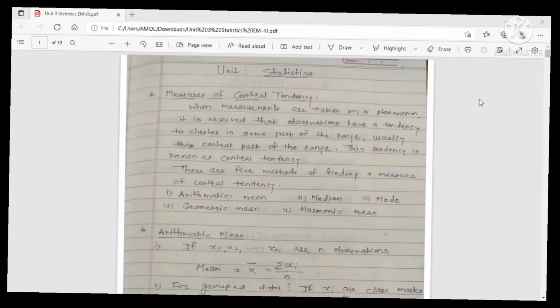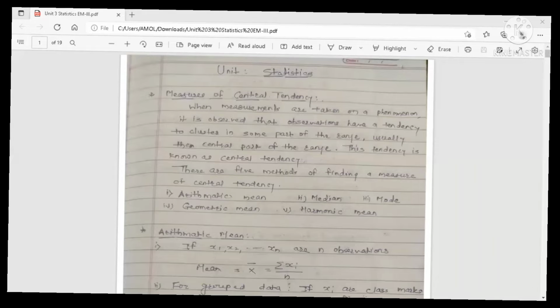There are 5 methods of finding a measure of central tendency. The first one is arithmetic mean, second median, third mode, fourth geometric mean, and fifth harmonic mean. So these are the methods to find the measure of central tendency. Among these 5, arithmetic mean gives more accuracy. So in day-to-day life also, we use arithmetic mean to find the central tendency.